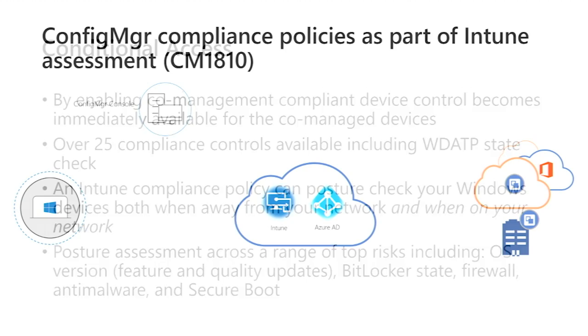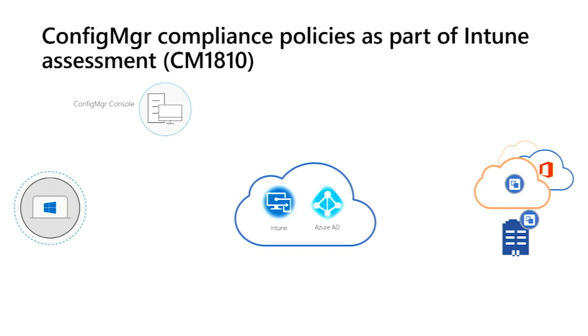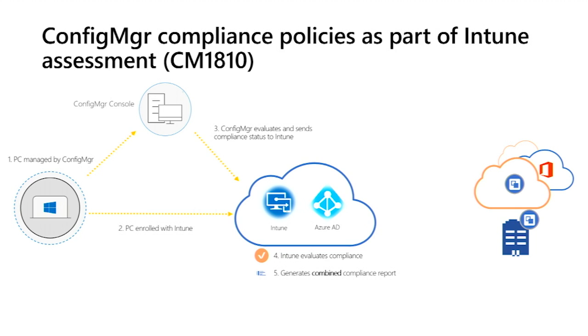So if we move forward, we can kind of begin to get this graph of what this looks like. First, the PC is managed by Config Manager, and the PC is enrolled with Intune. Here we see the Config Manager compliance settings, which all of you, I assume, already have, get sent to Intune. Intune evaluates the compliance. It generates a combined compliance report. So this is where you get to leverage both your Intune compliance settings as well as your SCCM compliance settings. This gets that combined report. Then we get to leverage AAD for conditional access. And we allow the device, wherever it is in the world, as long as it's connected to the internet, to either get the resources or not get the resources.